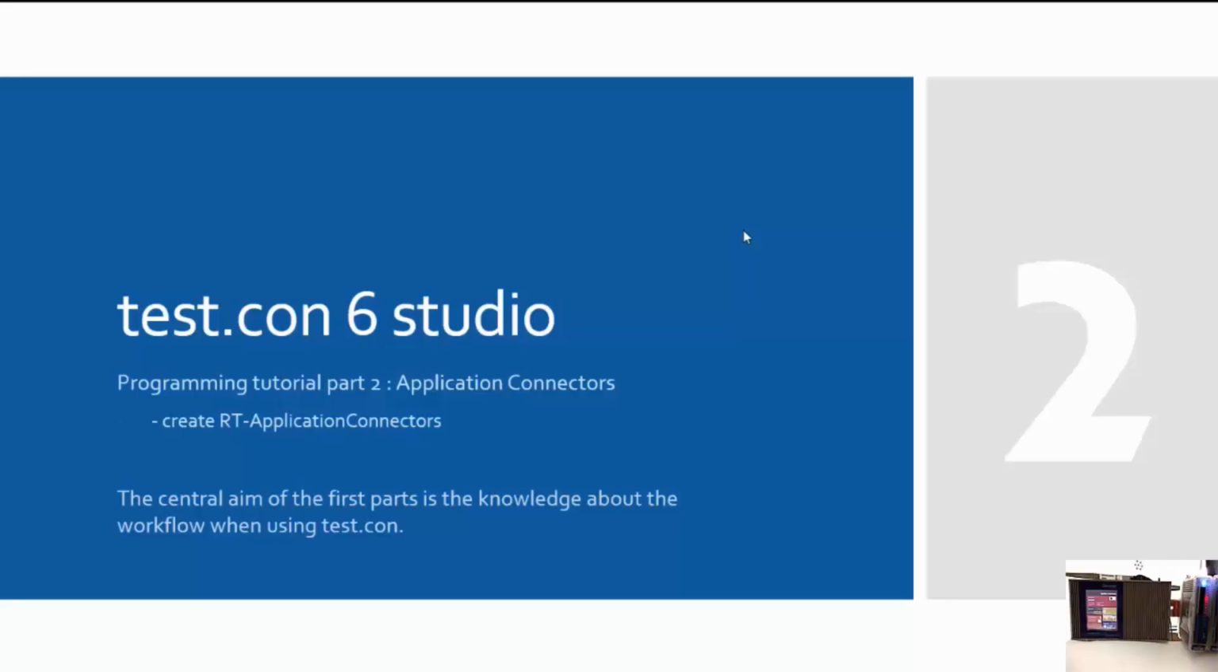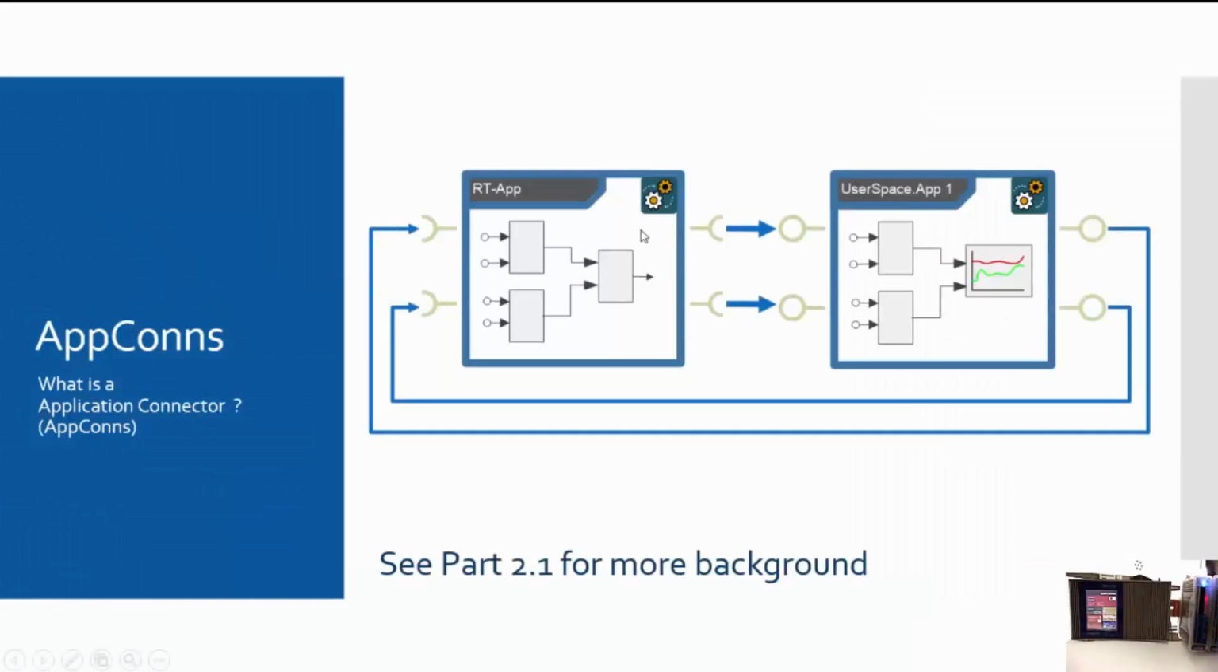Welcome to part 2 of our video series about the graphical programming system test.con 6 Studio. In part 1 I have already programmed a small application for the real-time kernel of the Q.station and uploaded the application into the real-time kernel. In this part I would like to introduce you to application connectors.